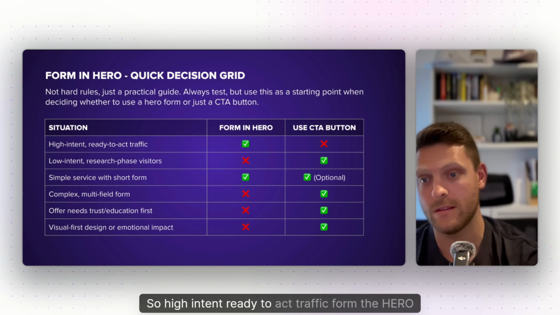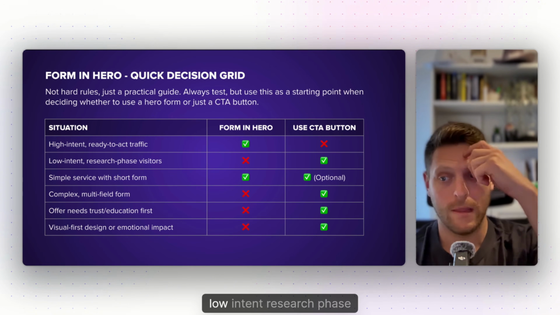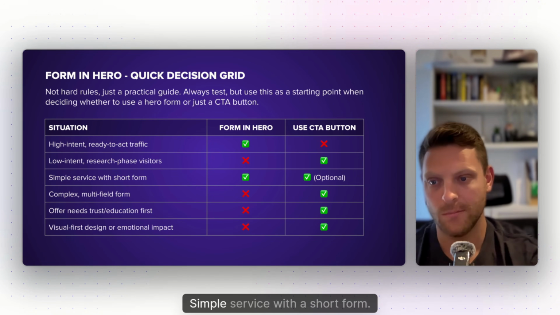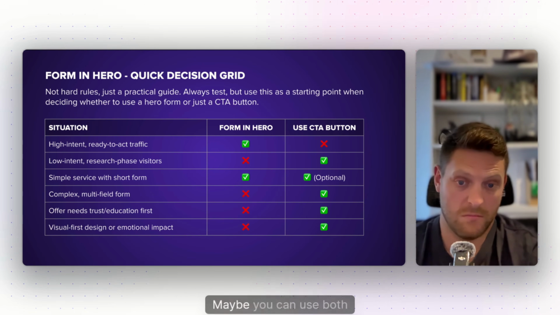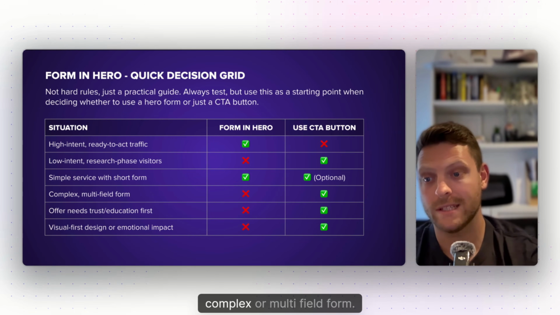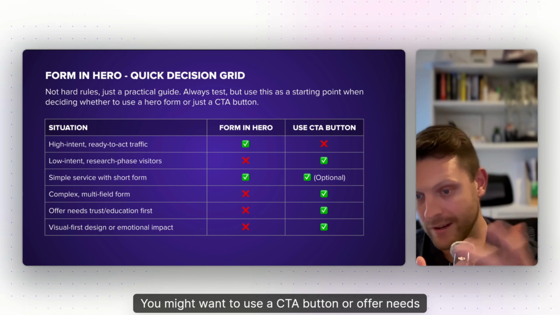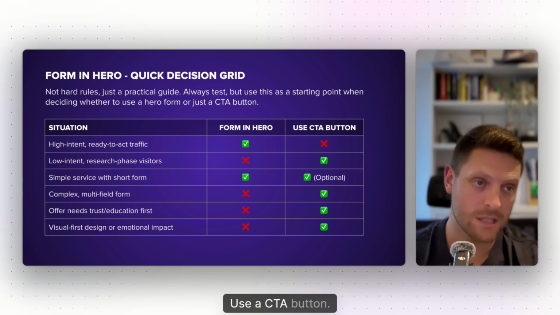So high intent, ready to act traffic, form in the hero. Low intent, research phase visitors, use the CTA button. Simple service with a short form, maybe you can use both. Complex or multi-field form, you might want to use a CTA button. Or offer needs trust, education first, use a CTA button.